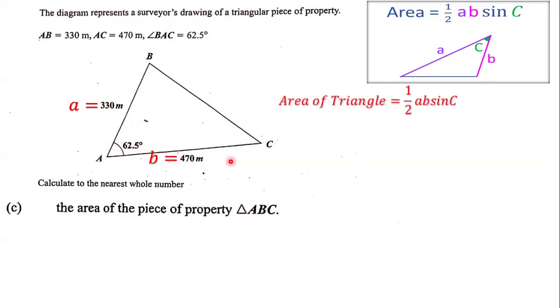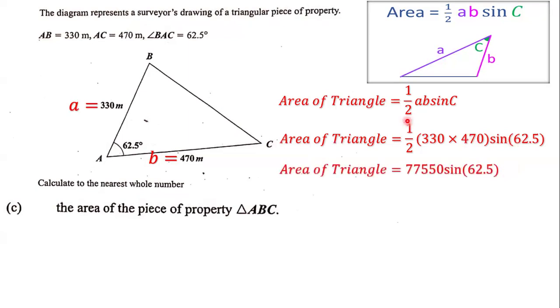And so we substitute our values. a is 330, b is 470, and C is equal to 62.5 degrees. Next, we say, okay, what is a half multiplied by 330 multiplied by 470? That gives us 77,550 multiplied by sine of 62.5. And when we multiply these two together, we get 68,787.69011. That's the area of the triangle.